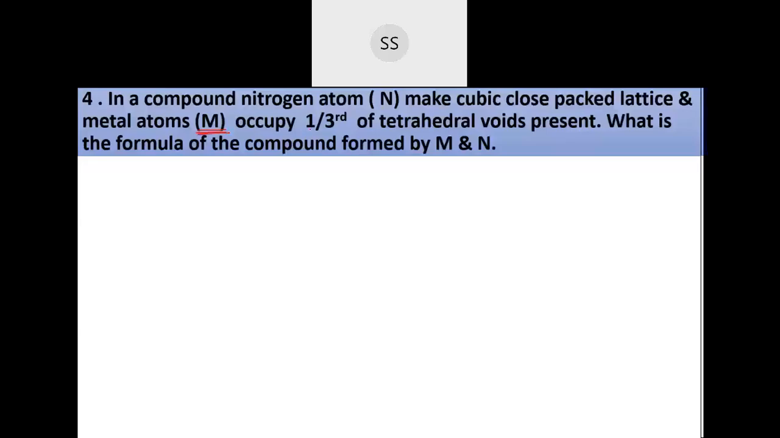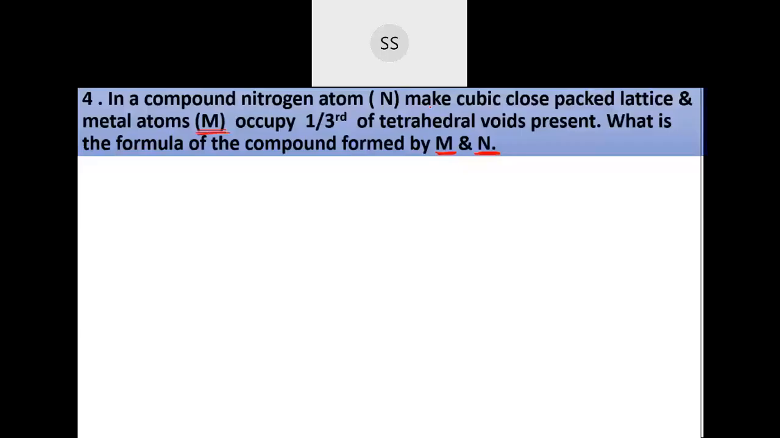So the next question was, in a compound, nitrogen atom N makes the cubic close packed lattice and the metal M occupies 1/3 of the tetrahedral void present. So what is the formula of the compound which is formed by M and N? So this at least everyone can answer. The way I have done the third one, similarly you have to work out this fourth one also. Okay, so what are they saying?